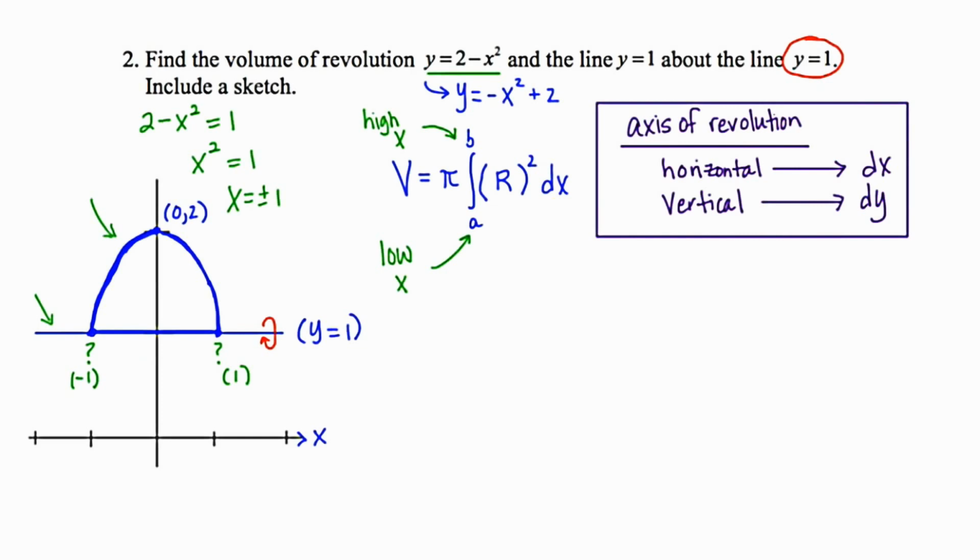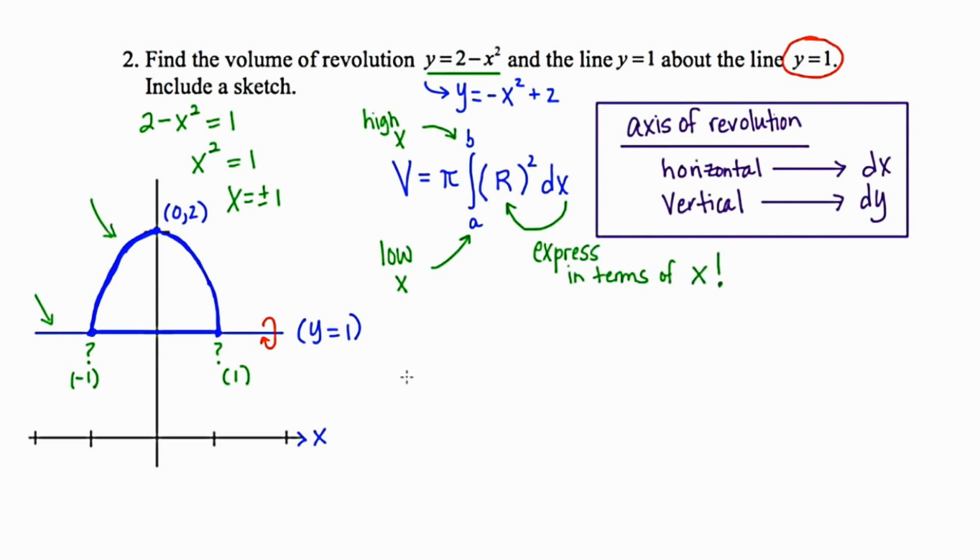Now the other thing that's significant about the fact that we've classified this problem as a dx problem is that our radius ultimately will have to be described exclusively in terms of x. If this had been a dy problem, then all we should see here are y's, but since this is a dx, all we should see in here is x.